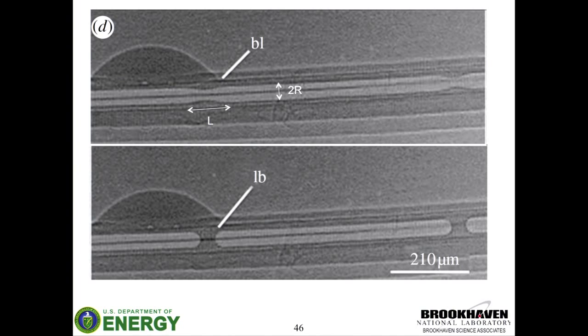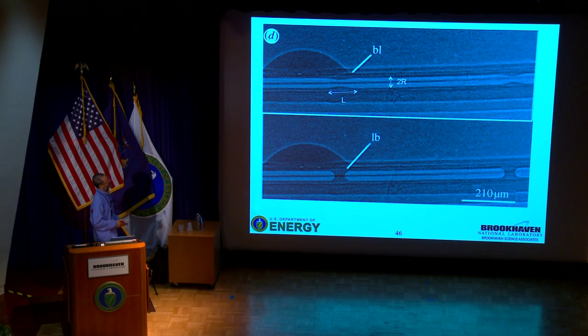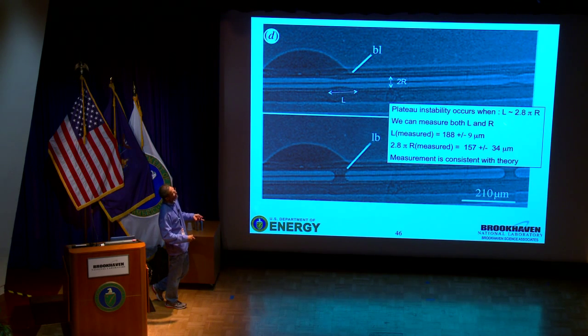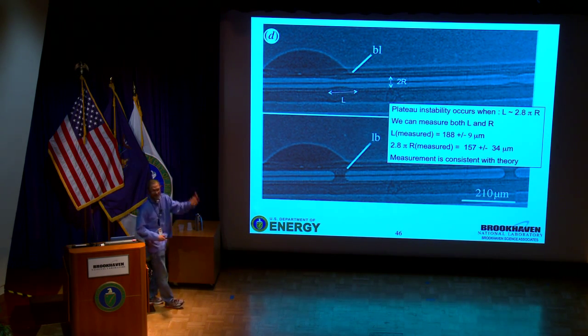From those movies, we can measure the dimensions, for example, of the food canal. And from these liquid bulges, we can measure L, the lateral extent of the liquid bulge. The Plateau instability theory tells us that when L is about 2.8 pi r, that's when the instability will occur, okay?